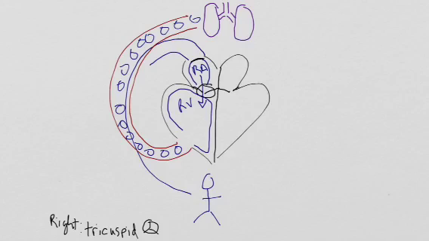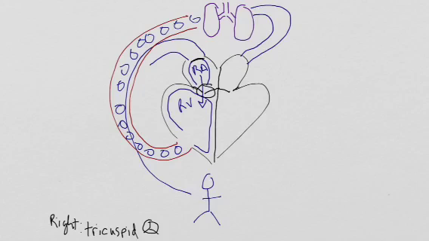What kind of vessel brings blood to the heart? An artery. Or sorry, a vein. So the veins, we're going to draw them in blue here. These guys are coming back to the actual heart. So if they're going from the lungs to the heart, these are going to be called pulmonary veins.